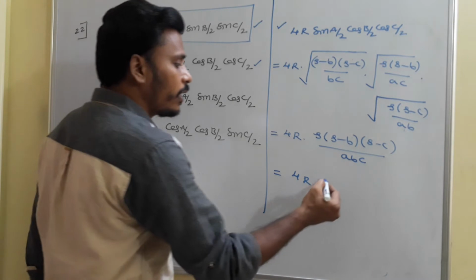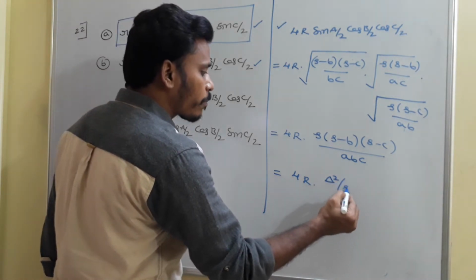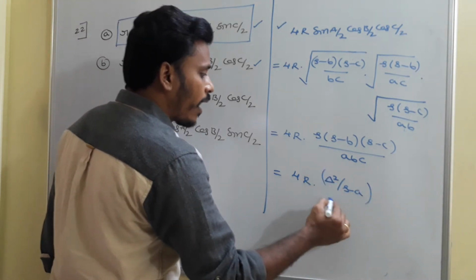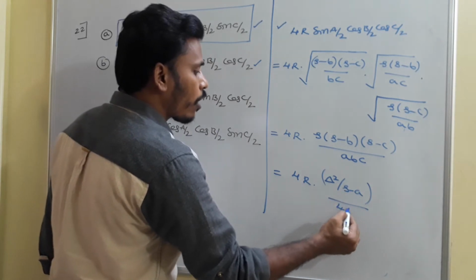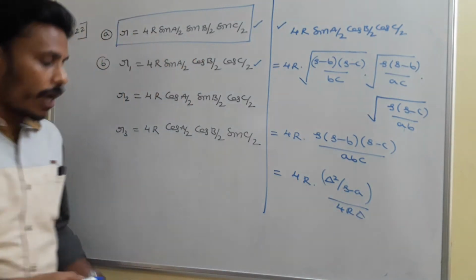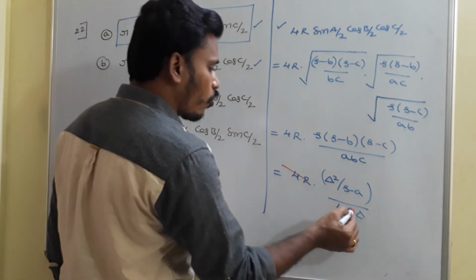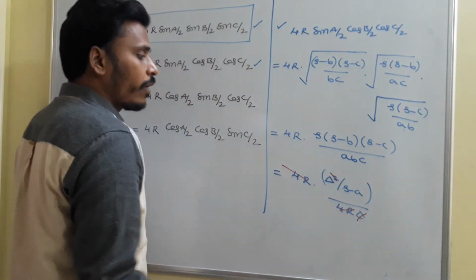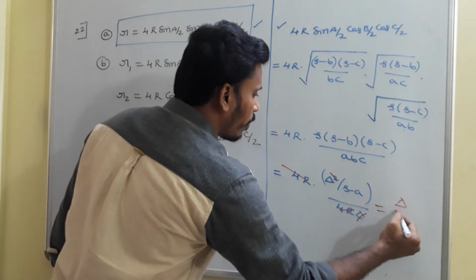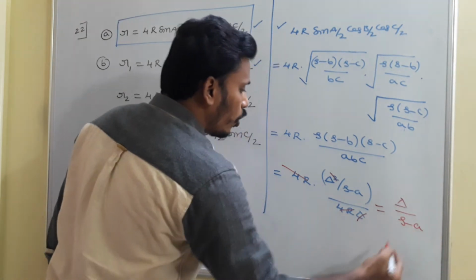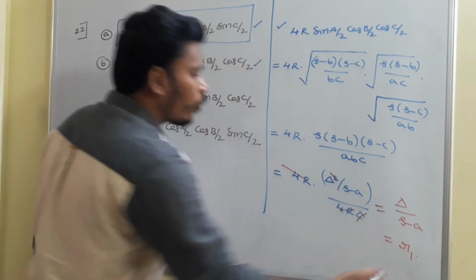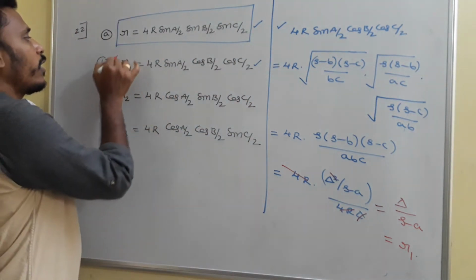That product is simply delta square by s minus a. And the denominator ABC is simply 4r delta. So 4r into delta square by s minus a by 4r delta. Again you just cancel out that 4r as well as one delta. Then you are left with delta by s minus a. And we know that delta by s minus a is r1. So this is also clear.